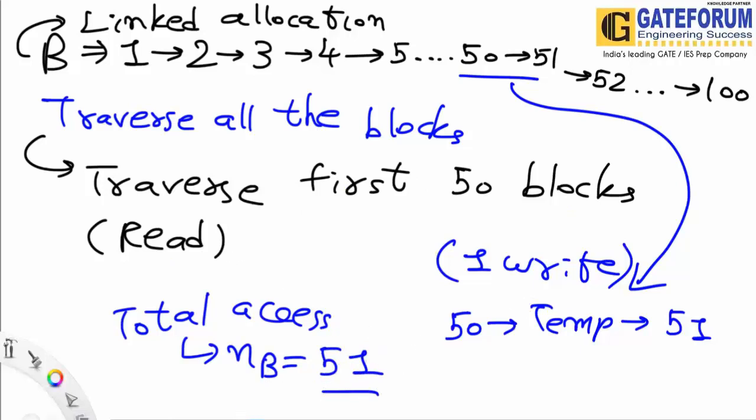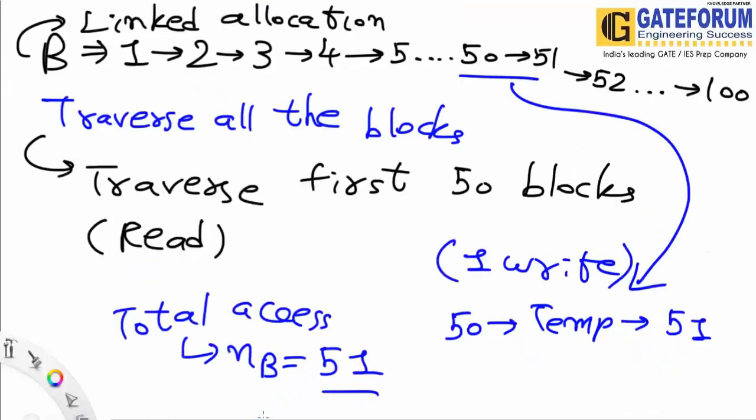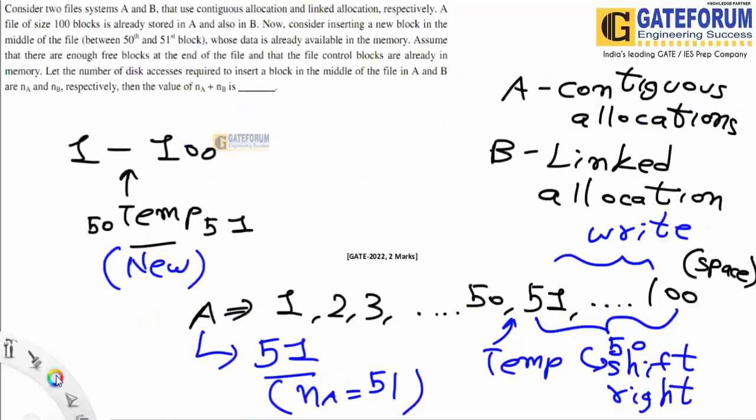So if you look here, NA was 51 and NB is also 51. So if you combine the value of NA and NB, our answer would be 51 plus 51, which will give me the value as 102. So this is a very, very simple question, and here the answer is 102. If you know the simple concept of array and linked list, you can solve the question quite easily.